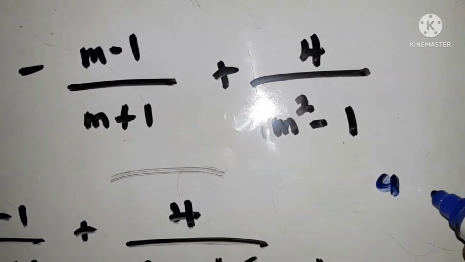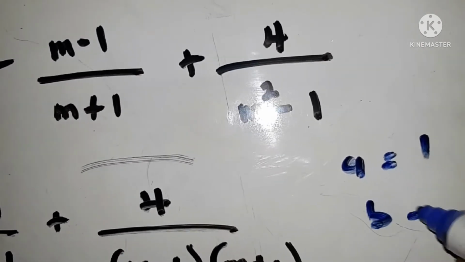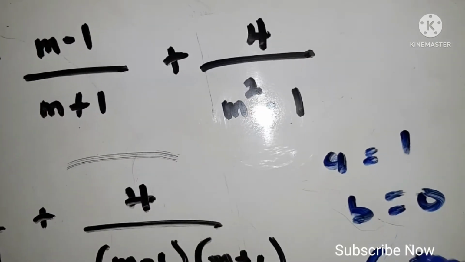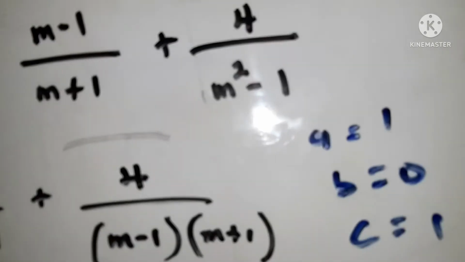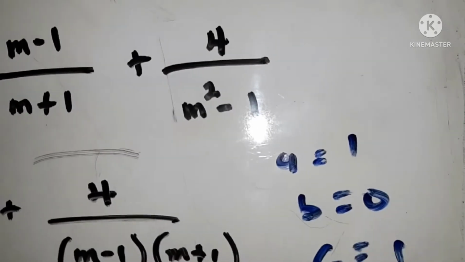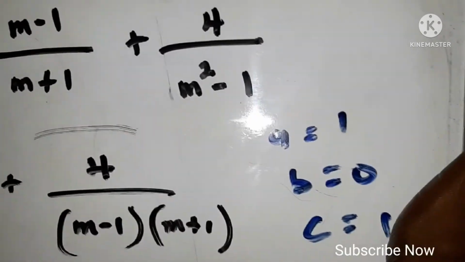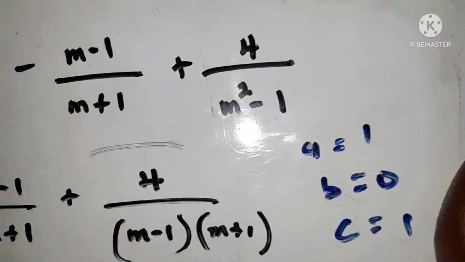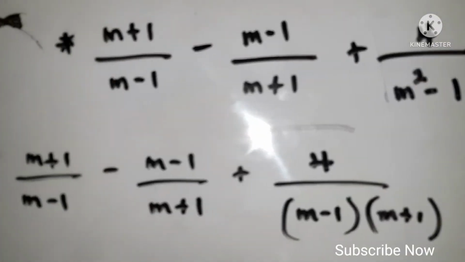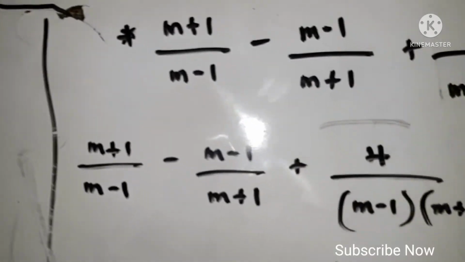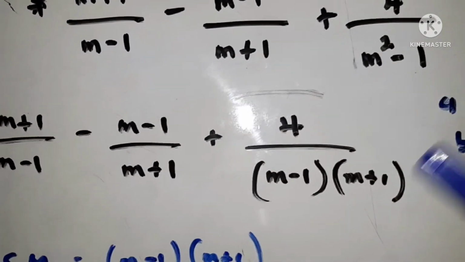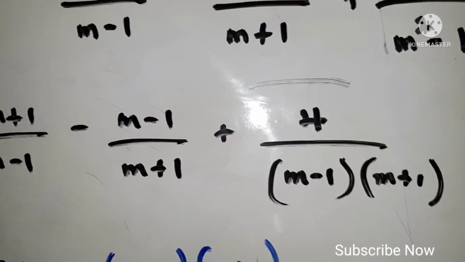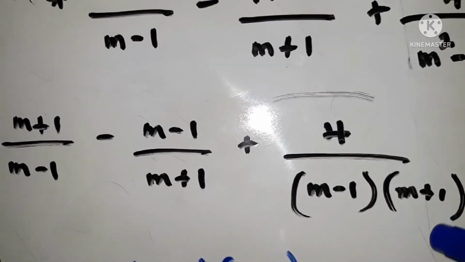A is 1 and b is 0, right? So b is the coefficient of m. You don't have m here. And then our c is equal to 1. Is that okay? So these are the three values, and you just need to use the method of factorization to do that. Once again, you have a full video on that, so you may consider watching it. Okay, now you just need to factor this. If you factor this, you are going to have m minus 1 and then m plus 1 here.